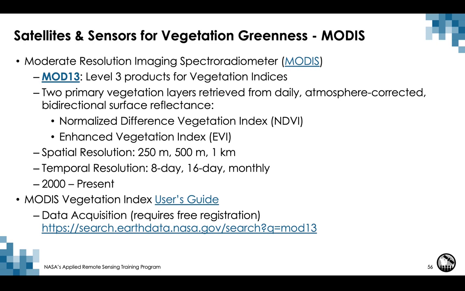The second vegetation index product is the Enhanced Vegetation Index, or EVI, with improved sensitivity over high biomass regions, such as the tropics.